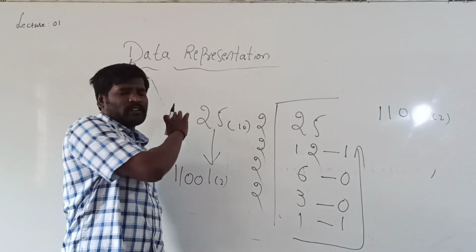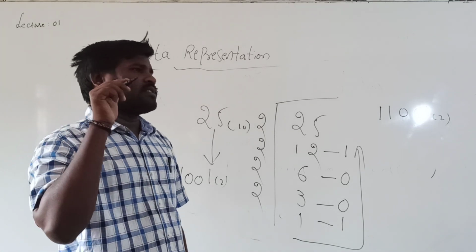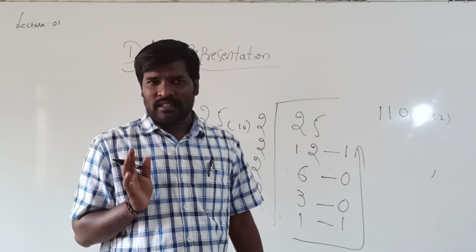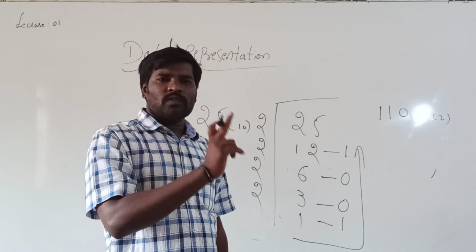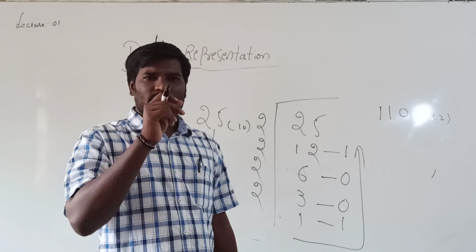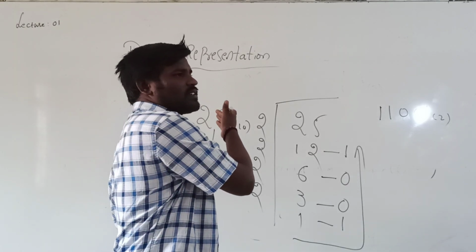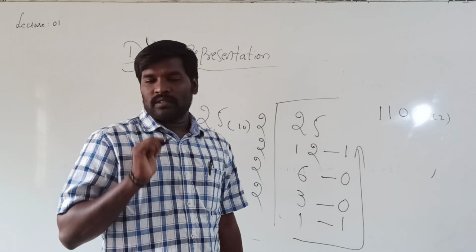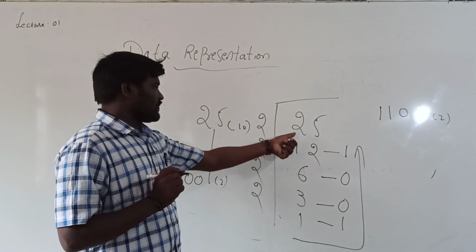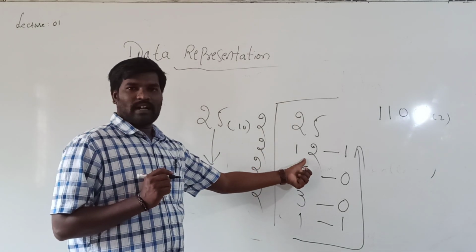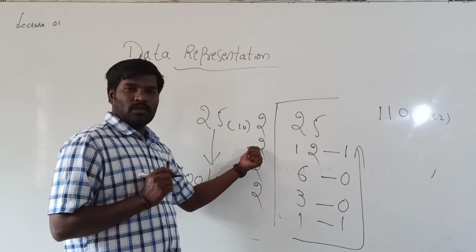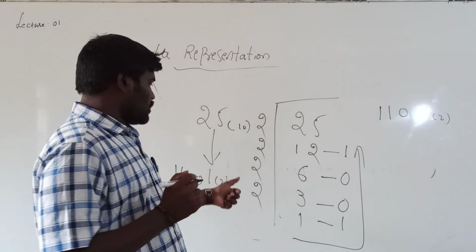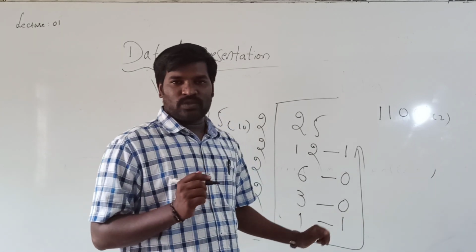Whatever the problem may be, always remember one thing: if you want to convert from decimal number to binary number system, always follow one rule, that is, divide the given number by 2 until you get 1. Here 25 divided by 2, remainder is 1, again 2 6s are 12, remainder is 0, 2 3s are 6, remainder is 0, 2 1s are 2, remainder is 1.